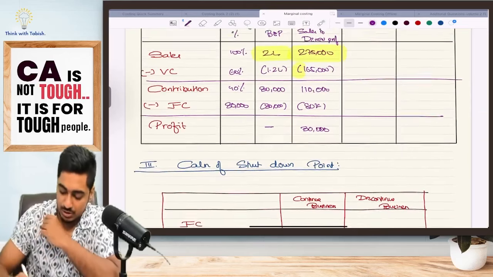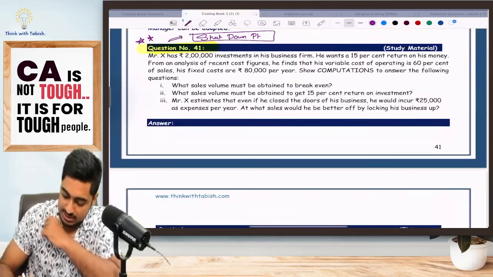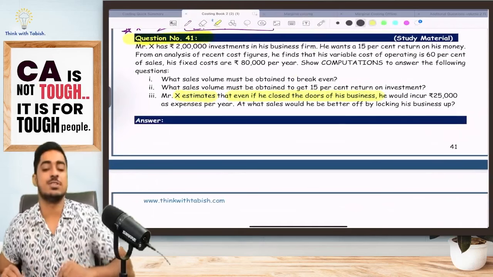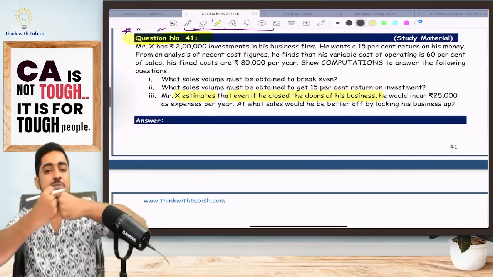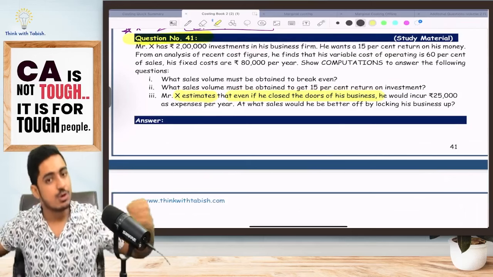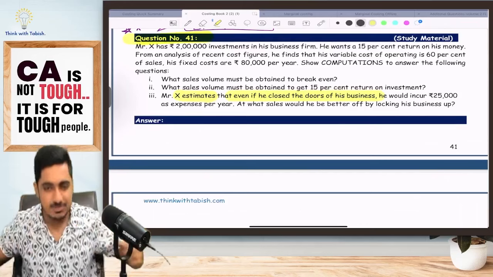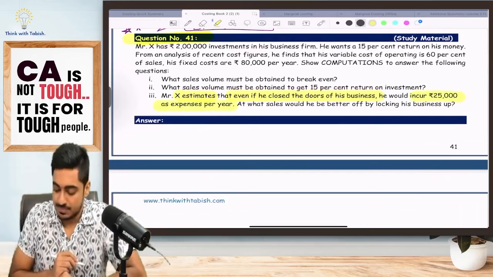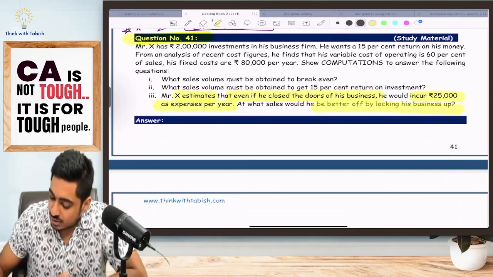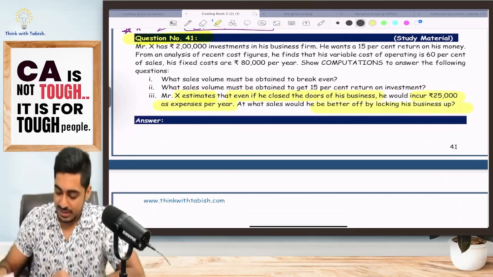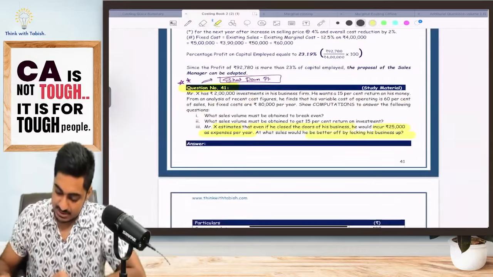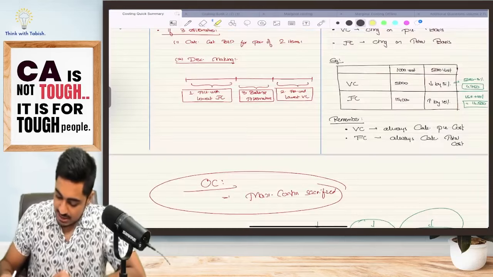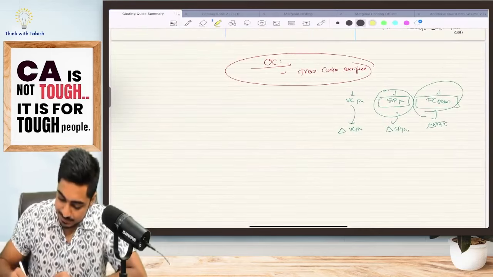Now comes the third point. Let me read what the third point is. Mr. X estimates that even if he closed the doors of his business, what does it mean that we close the door of the business? It means even if we shut down our business, we will still be incurring 25,000 as expenses per year. At what sales would he be better off by locking his business? Pay attention. Let us try to understand this concept of shutdown point with the help of a simple example.